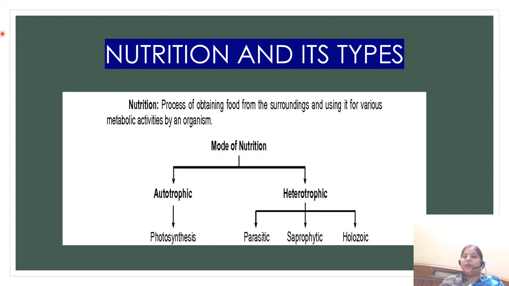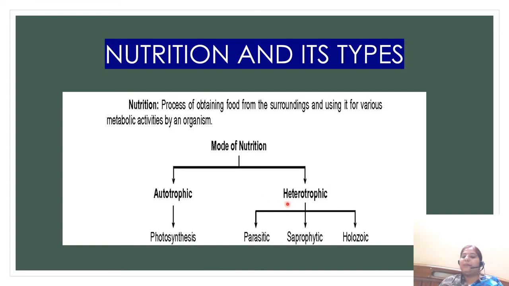So basically, nutrition is of two types. Mainly, it is categorized as autotrophic nutrition and heterotrophic nutrition. Auto means self and trophic means nutrition. So autotrophic nutrition is self-nutrition. That is, the organism prepares its food with the help of inorganic materials. This type of nutrition is followed by green plants. They prepare their own food by the process of photosynthesis.